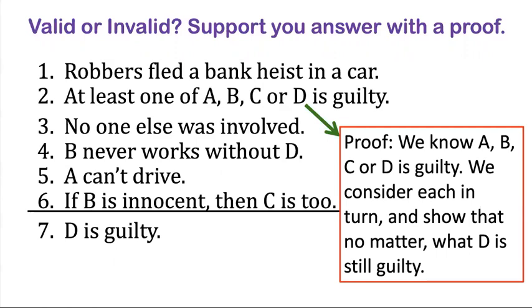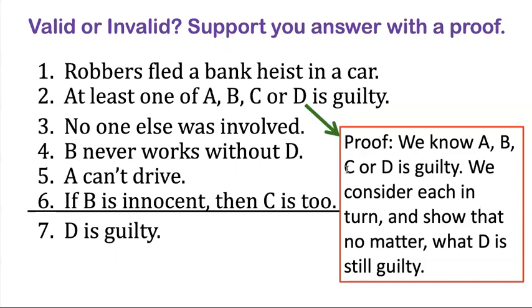I think if that was your reaction, then you're thinking about it this way. Okay, we know there was a bank heist, somebody's guilty, and it's at least one of these folks, A, B, C, or D, maybe more of them, and no one else was involved. So it could just be some combination of those 4, one or more. Now, let's consider each in turn. So this is how we would prove it's valid.